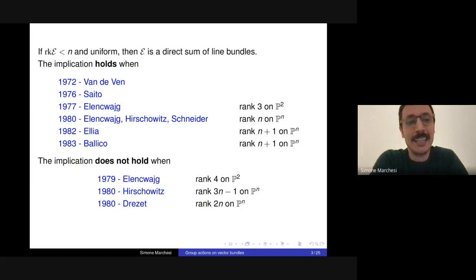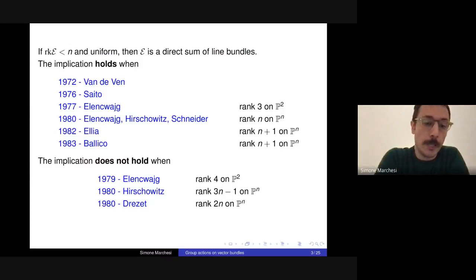I mean, they are all homogeneous. Uniform implies homogeneous up to rank n plus one on Pn, and they are tangent bundle plus or direct sum of line bundles, or tangent or cotangent bundles plus direct sum.